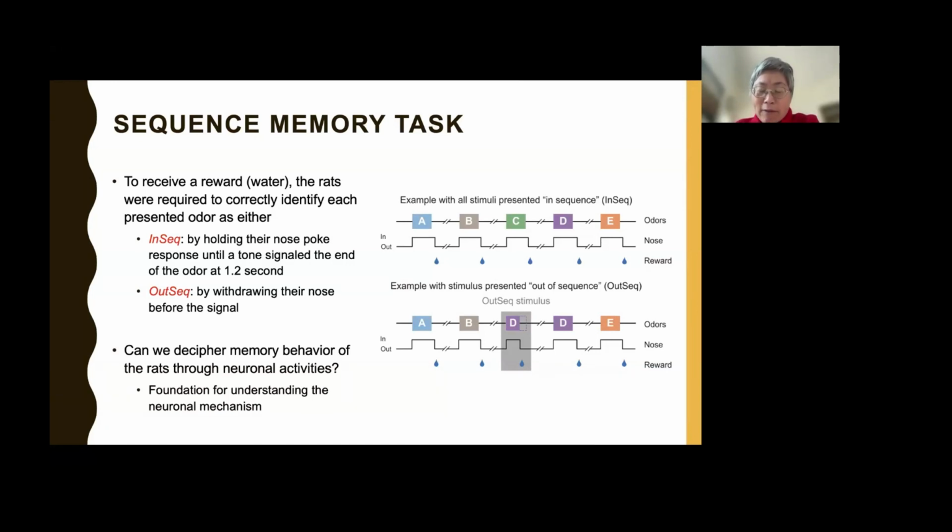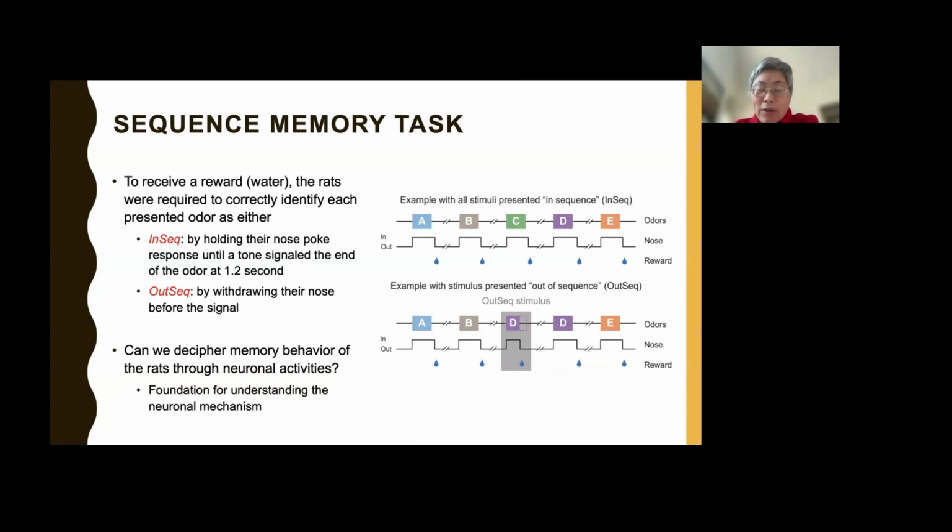If an out of sequence odor is released, once they smell it, let's say the third one, which should be C but they smell D, the rats, if the behavior is correct, should move away. They say, it's not the right smell, I move away. If they perform this correctly, they will get the reward. So for both in sequence and out of sequence, if they perform correctly, they receive the reward, which is water.